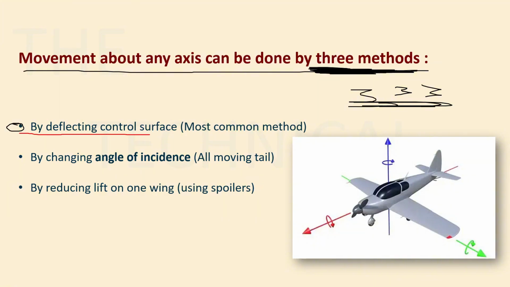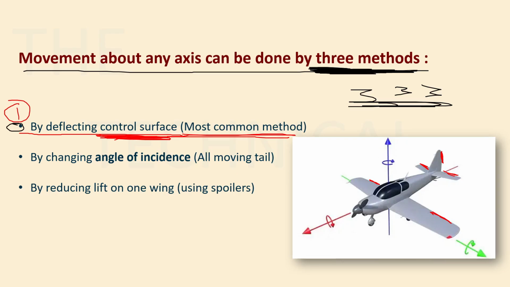By deflecting control surface, right? This we have already seen that when we deflect this elevator, then there will be a pitching movement. When we deflect our ailerons, there will be a rolling movement. When we deflect our rudder, there will be a yawing movement. So this is method one of rotating the aircraft around its axis, that is to deflect the control surface, and it is the most common method, widely used in all of the aircraft. We rotate the aircraft around these axes by using what? Control surface. This is the most common method, right?